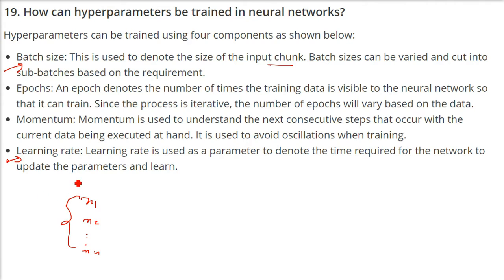Epochs denotes the number of iterations the training set is shown to the neural network so that it can train. This is iterative. The number of epochs will vary based on the data. Let us talk about learning rate. Learning rate is a parameter denoting the time required for the network to update the parameters and learn. It is between 0 and 1. You can have any value, but we have to be very specific with the chosen value. Momentum is used to understand the next consecutive steps that occur with the current state being executed, because sometimes there is an oscillation problem. In order to avoid this oscillation while training, we need a proper momentum value to be set.